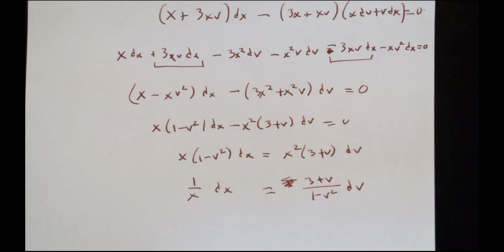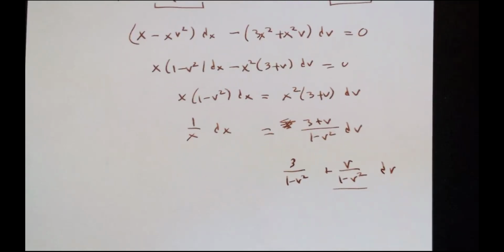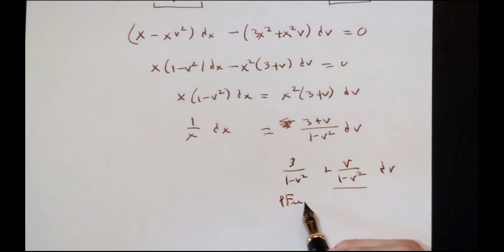So really, the way to do this is to break it into two separate pieces. This one is easy because it's a u sub. This one is partial fractions.